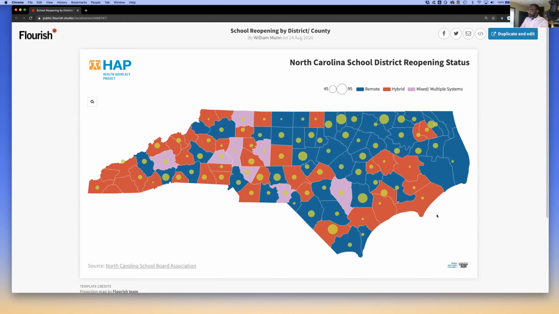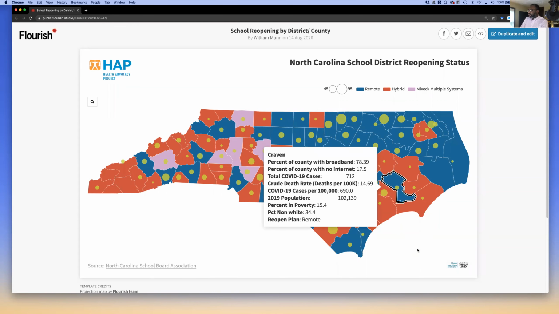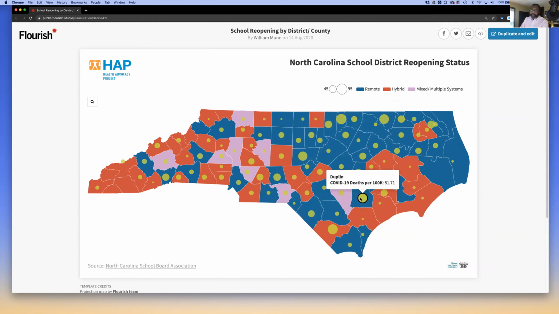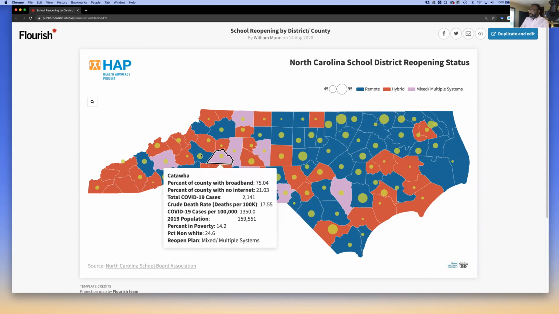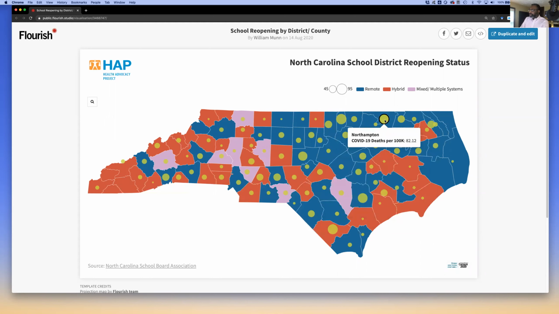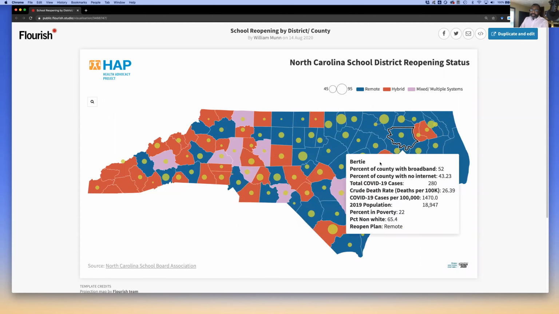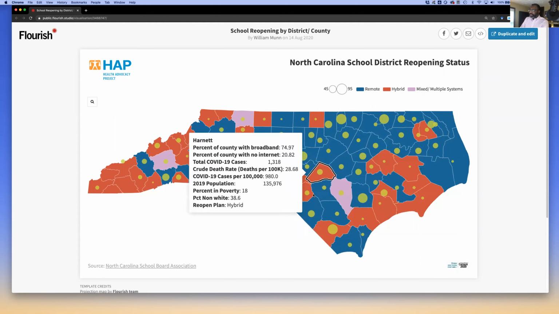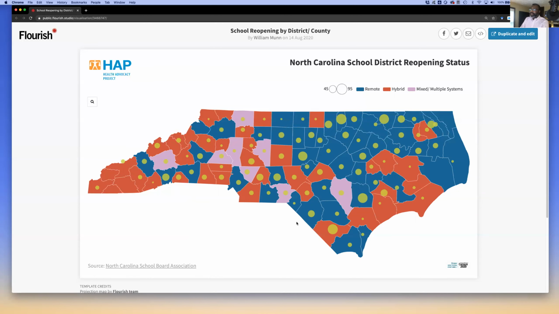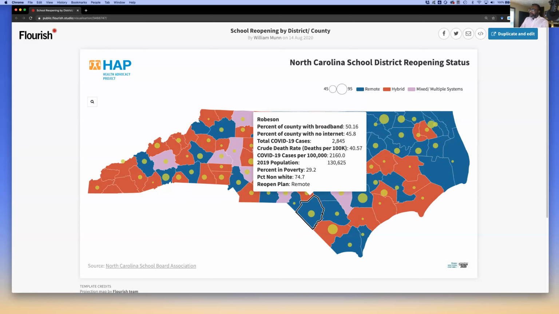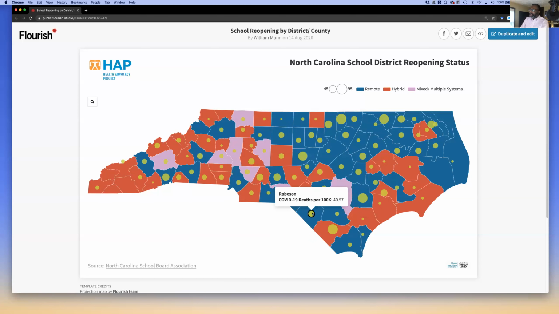And what you see here are counties like Duplin, where they have a couple of meat processing plants, or I think they have some in Chatham as well. You see the death rate, and a nursing home outbreak in Northampton County, Vance County. So thankfully, a lot of these systems are going remote for the first couple of weeks because they recognize that their numbers are particularly higher than other places.